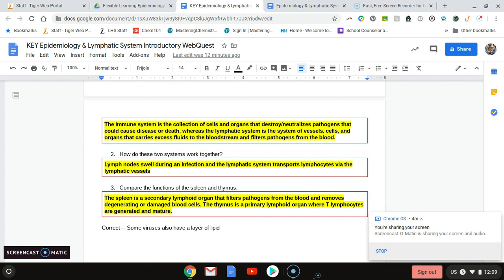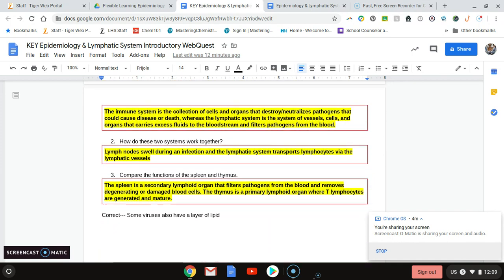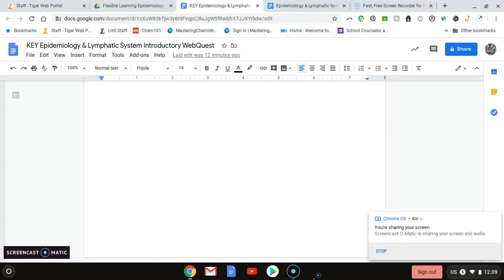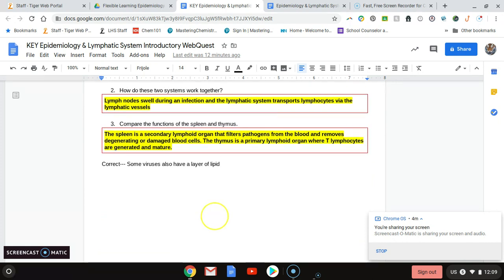Compare the functions of the spleen to the thymus. The spleen is a secondary lymphoid organ. It filters pathogens from the blood and removes damaged or old blood cells, whereas the thymus is a primary lymphoid organ where T lymphocytes are maturing. All right, so that is the worksheet that you were to complete.